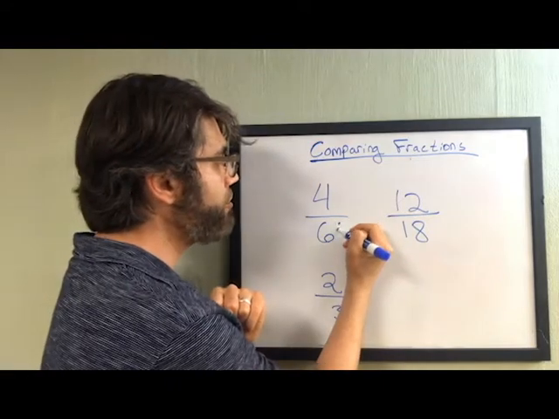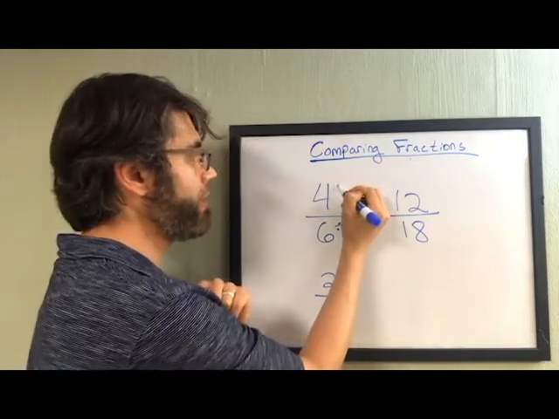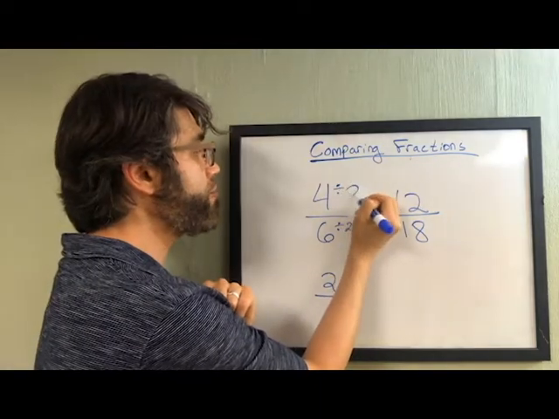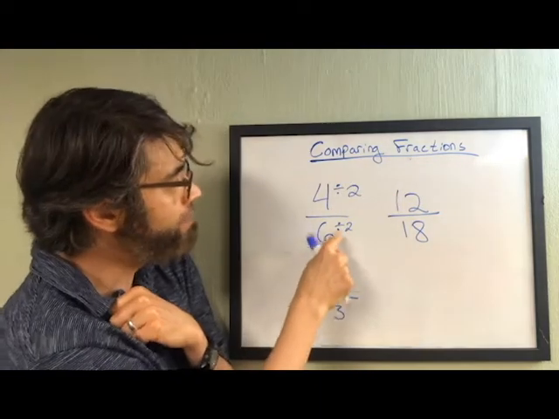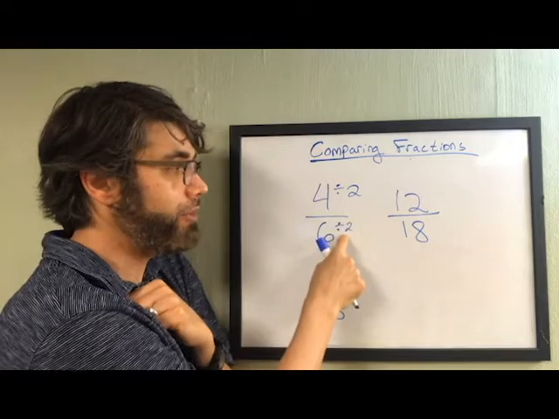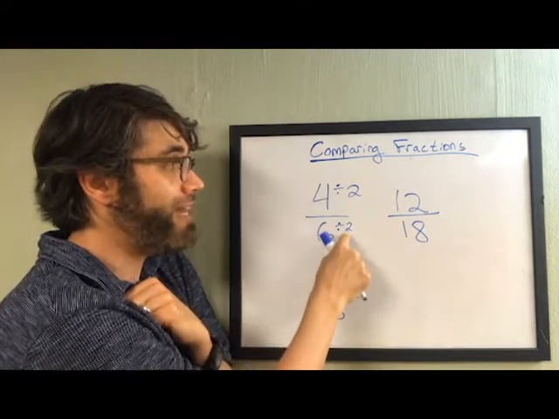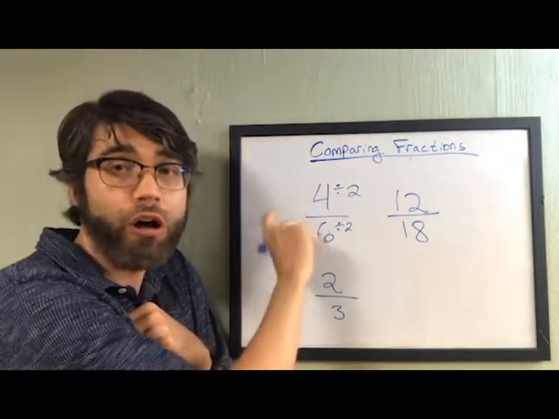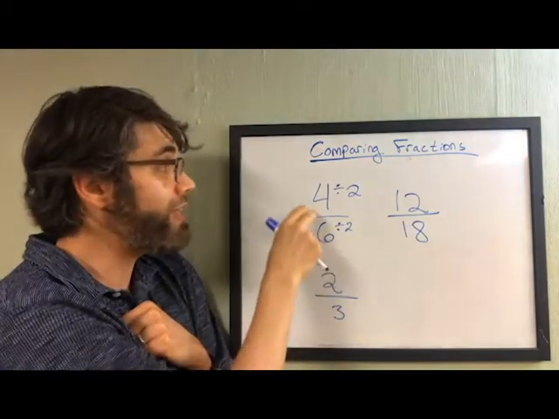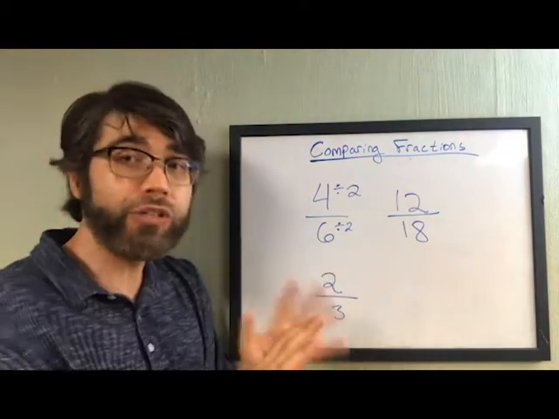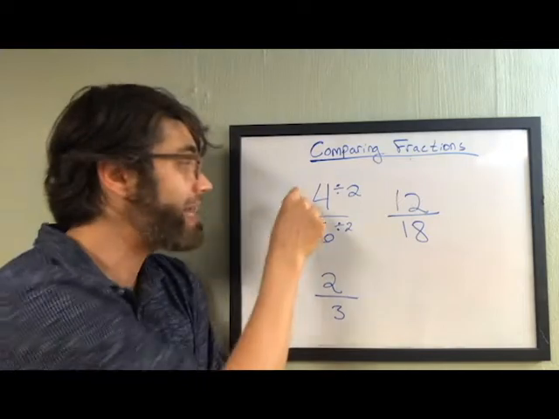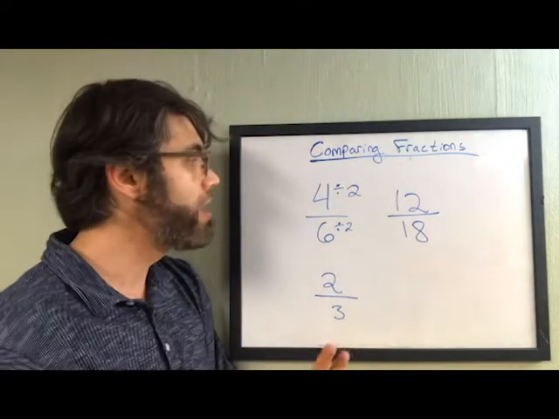You don't have to do this for me on a quiz or anything, but if it helps you to think of it, divide both. You need to divide both by the same number. You can't divide this by different numbers because it'll throw off the fraction. So you can divide the top and the bottom by whatever you like as long as it's the same for the top and bottom, okay?